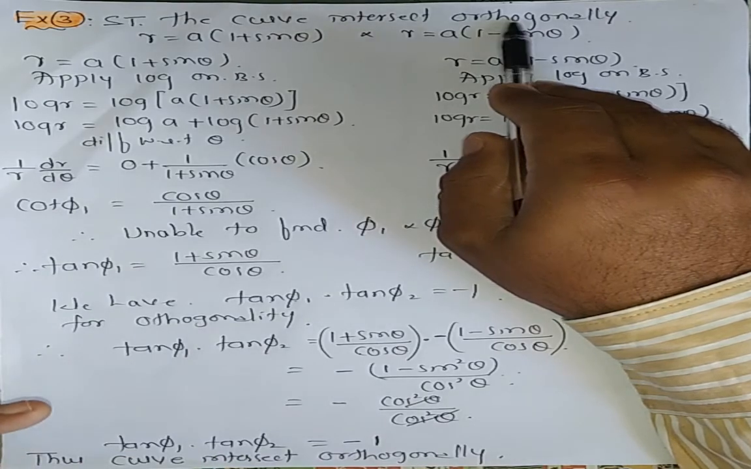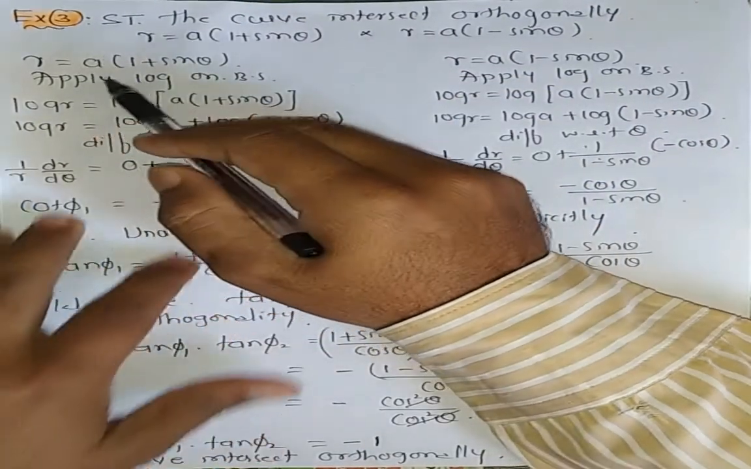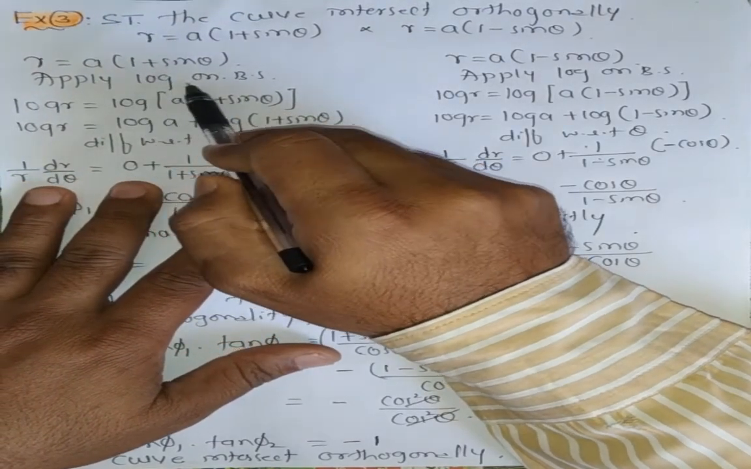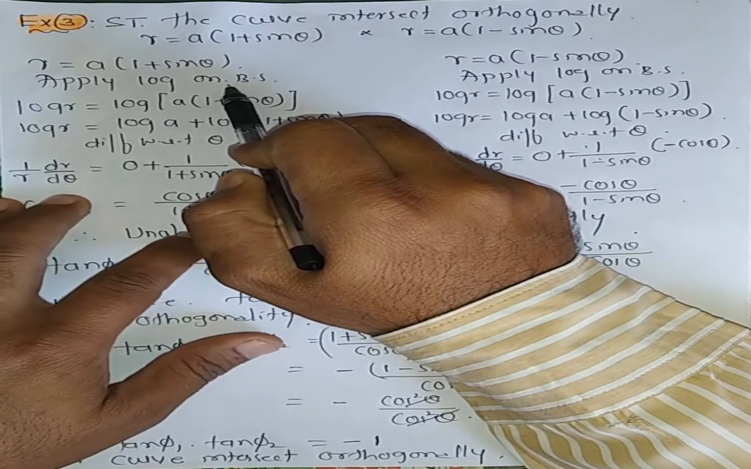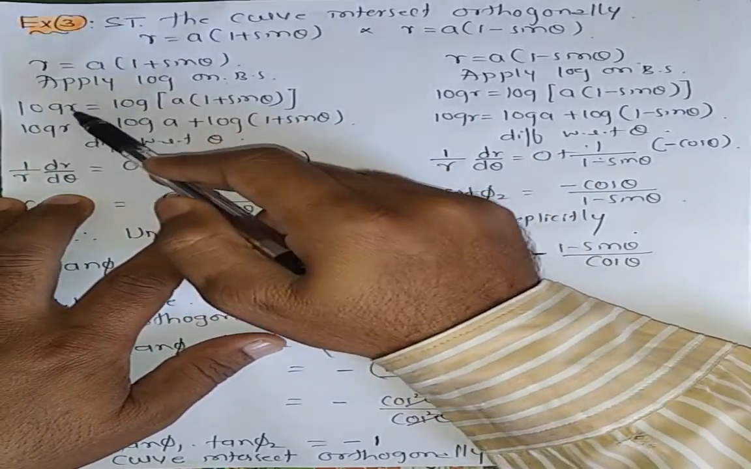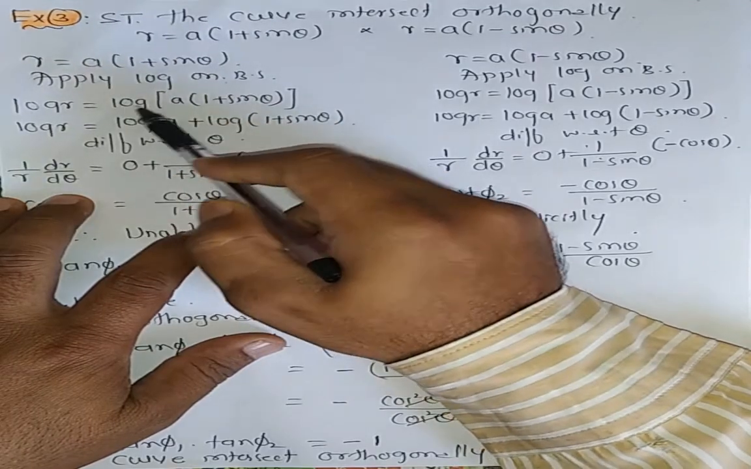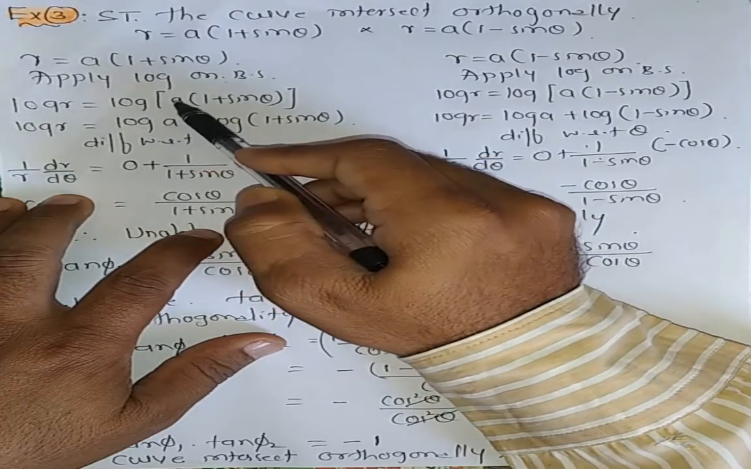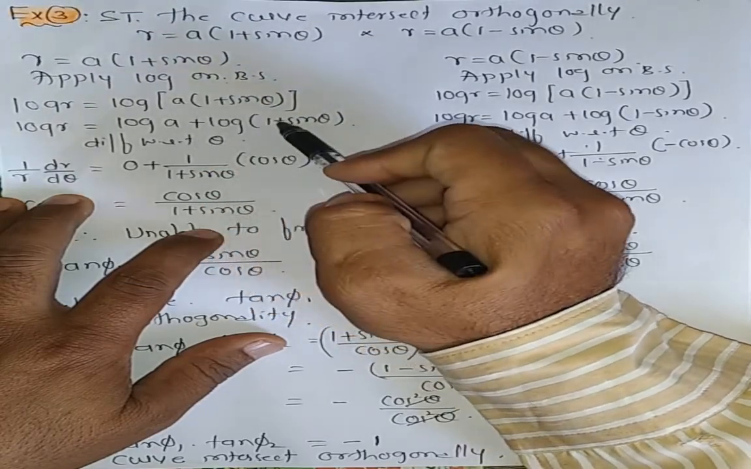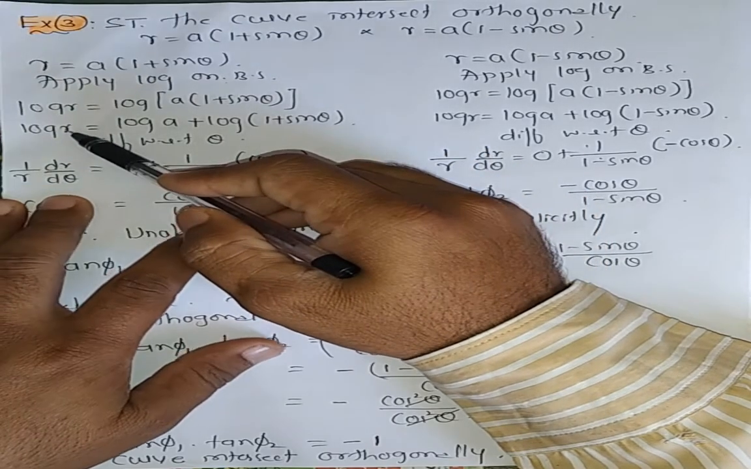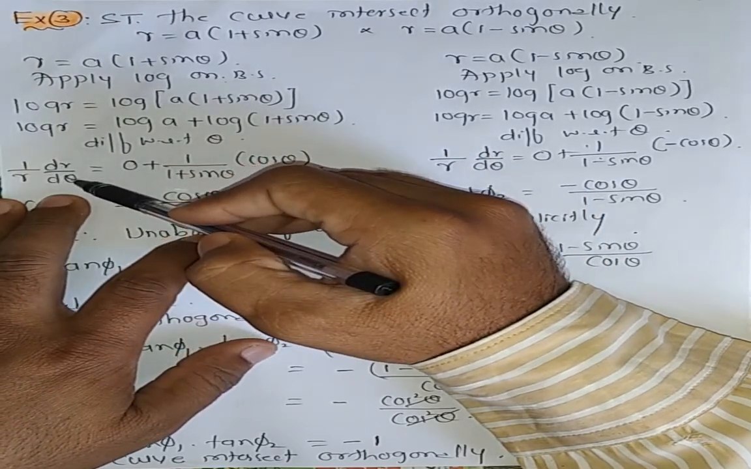Here r is given in terms of θ, so it is a polar curve. Apply log on both sides. So log r as it is, and apply log for this function: log(mn) is log m plus log n. Now differentiate with respect to θ. The differentiation of log r is (1/r) dr/dθ.